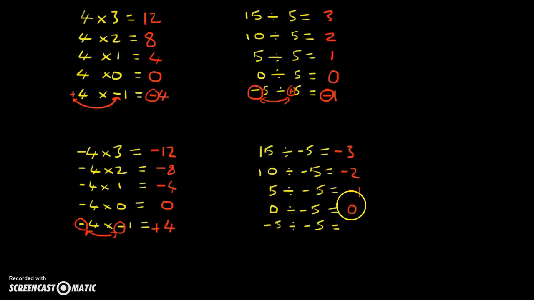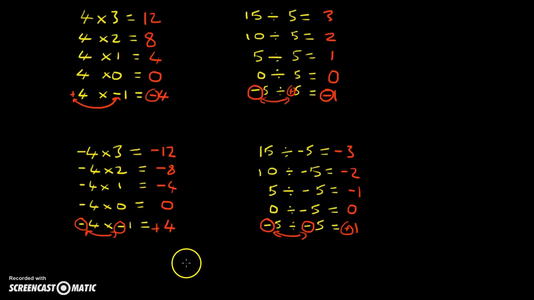If we look at these numbers, well, they're going up by 1. Negative 3, negative 2, negative 1, up by 1 to 0. So this one must go up by 1, up to 1. So we've got a negative divided by a negative must give us a positive.